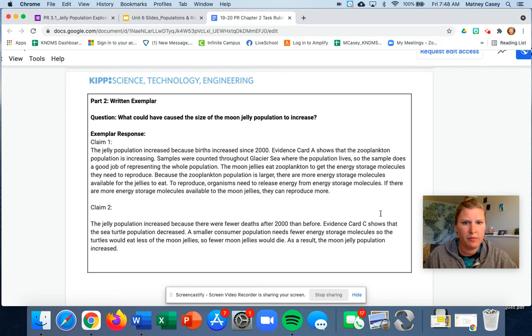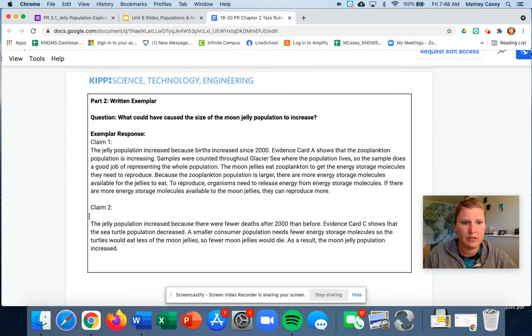So if you notice claim 1, you can pause and read it yourself. And then you notice that the claim is the first sentence in this example 1. The jelly population increased because births increased since 2000. That's a claim. Why do you think that? They gave the evidence card A shows the zooplankton population increase. It gives a reasoning as to why that evidence card A is a good representation of the whole population. It gives several sentences explaining why. So that would get you 100%.